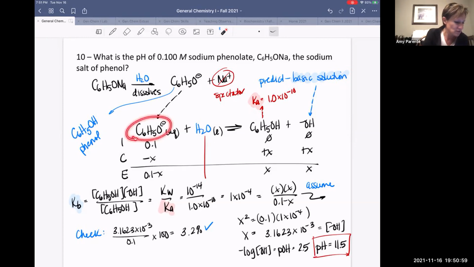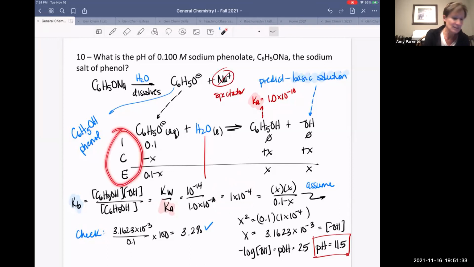That conjugate base of phenol in the presence of water is going to take a proton off of water. It's going to leave behind hydroxide, which is why my solution is going to be basic, and it generates that conjugate acid. So this is the species that we have an equilibrium constant for. We've written a KB equation, a base equation, so we need a KB value. Again, KW divided by that KA value is how we get that KB value.